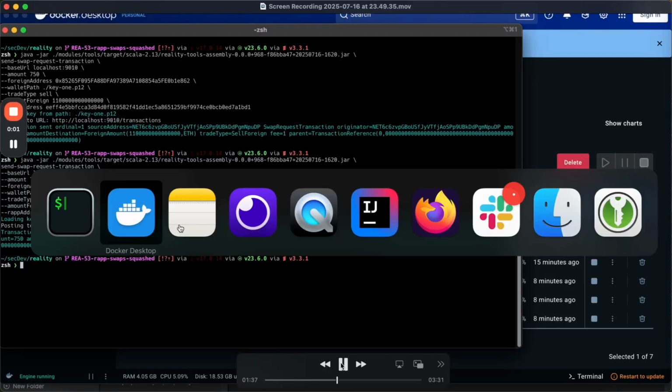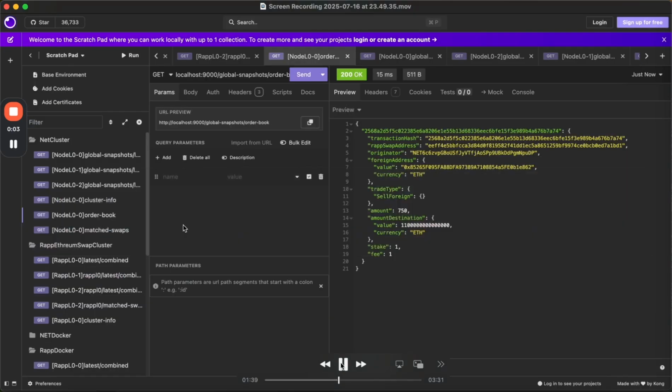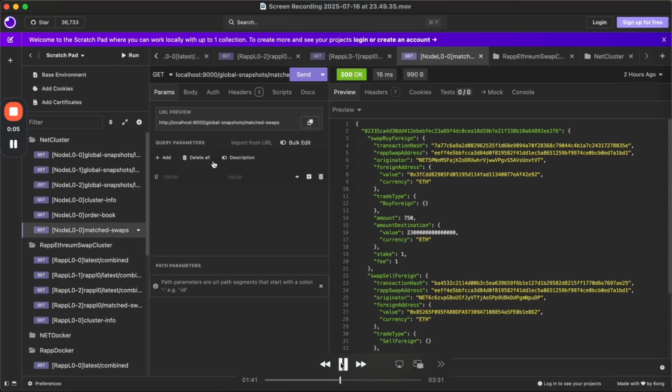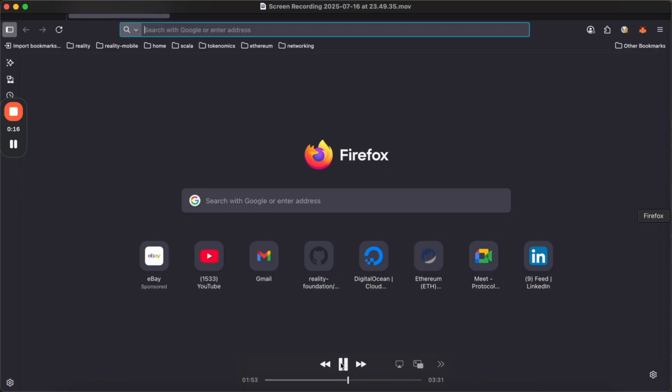All right, now we call the match swaps endpoint. The protocol sees both requests are a perfect match, and it generates a match hash to lock in the trade. This is proof that the swap is now ready to be fulfilled, and the hash is now visible to both clusters.